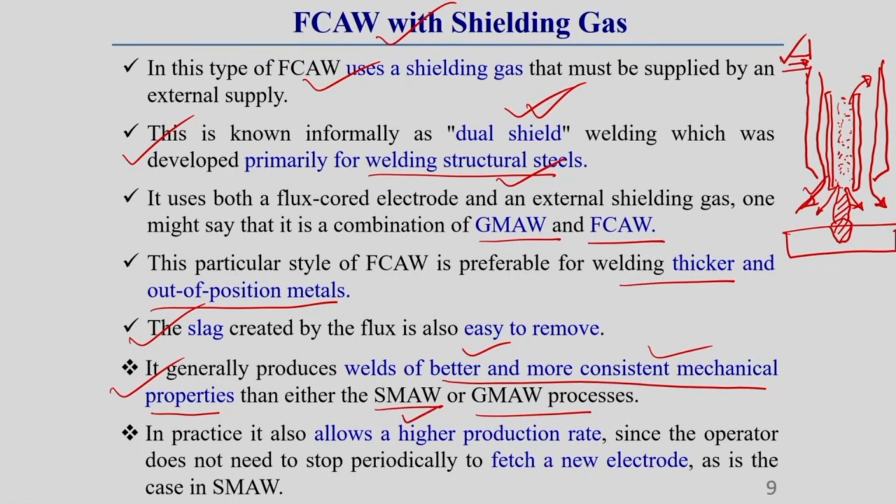And here we get a higher production rate, since the operator does not need to stop periodically to fix a new electrode, like in SMAW or stick welding, where the stick welding is generally operated manually and very frequently we remove the stick from the power source and manually add another one. That is not required here. Here there is a continuous feed of consumable electrode to the workpiece from a spool, which I have already told you. That is why the production rate is comparatively higher than the SMAW process.